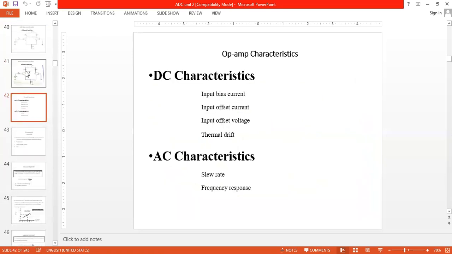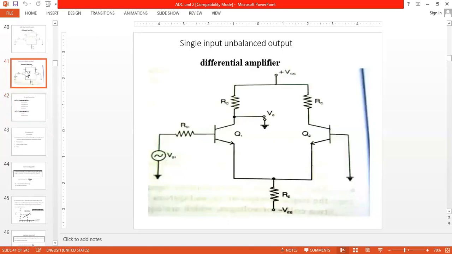So these are the ideal characteristics and the differential models of the differential amplifier concept of the operational amplifier. In this chapter we discussed what an operational amplifier is, what its specifications are, what the ideal characteristics are, and what a differential amplifier is. Next class we'll see the AC and DC characteristics of the operational amplifier. Okay, thank you.